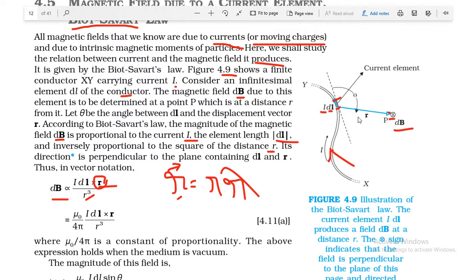Now this B is proportional to the angle between this element dl and the line joining the point P from this element. So you can see here, as this is a curve, to find the angle between this line and this element we must draw a tangent at this point.